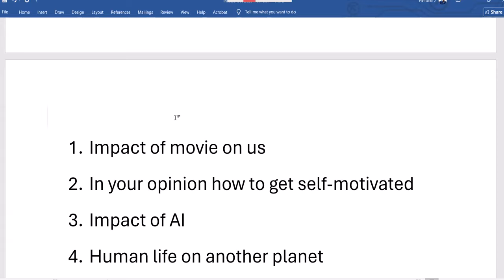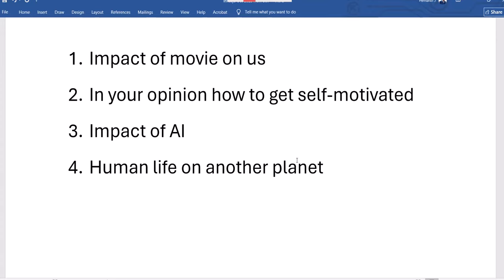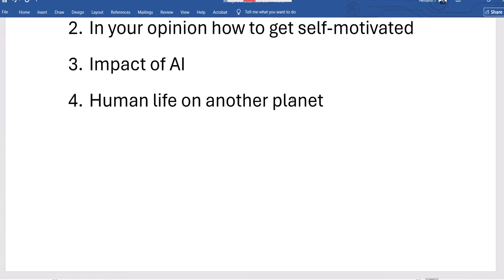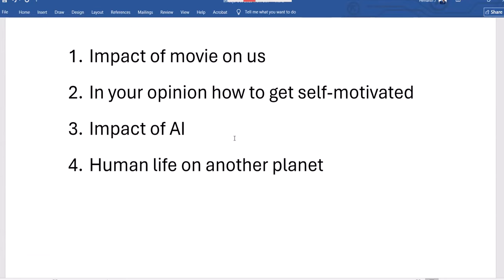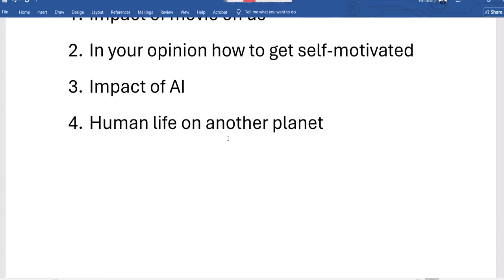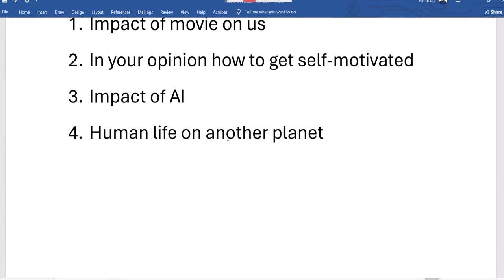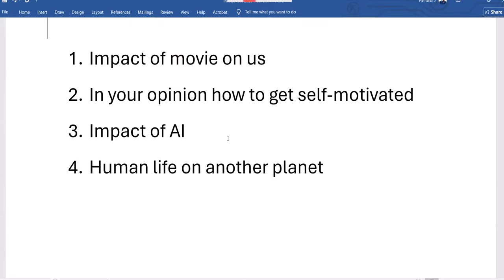Impact of movie on us. And self-motivated, related impact of AI, human life on other planets, different essay topics. Every time they are changing the essay, and as already mentioned, they are not evaluating the essay in the exam. They're reading that essay during your interview. Only a 1 day gap you will hardly get between the test and the interview.